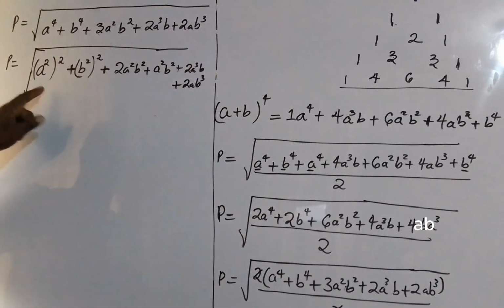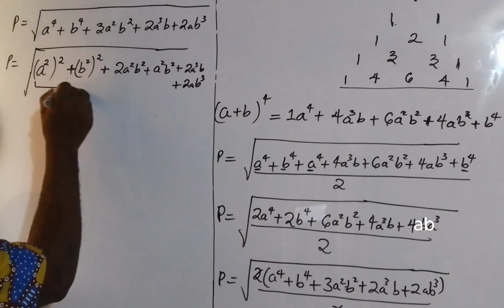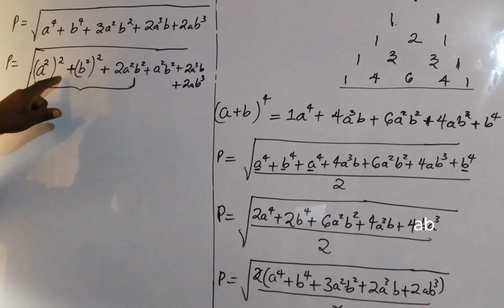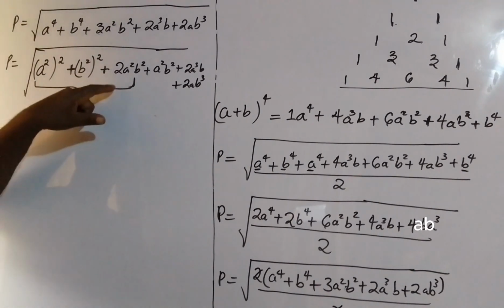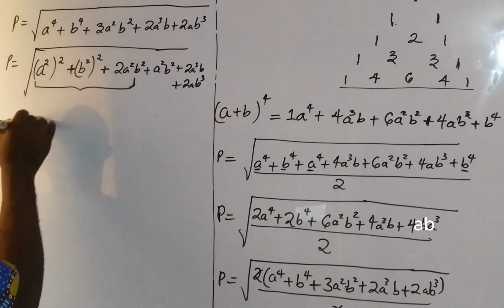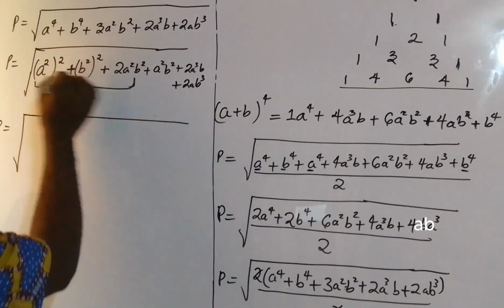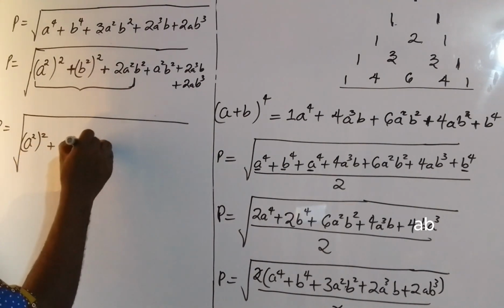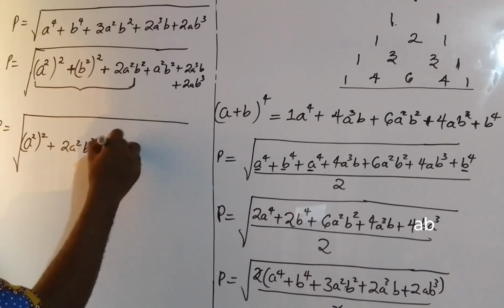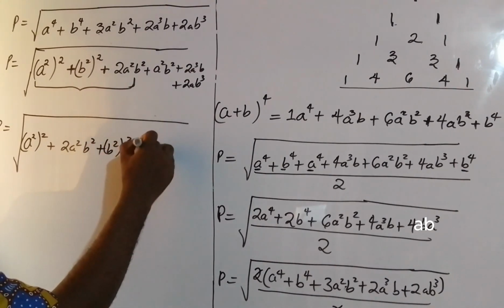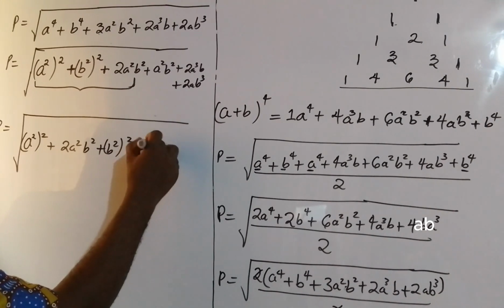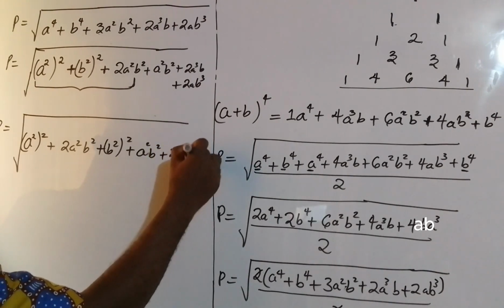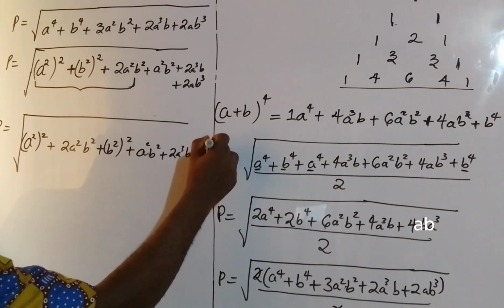Okay, so from here, I'm going to take this term. This is a perfect square. And I'm going to first rearrange it to give a squared all squared plus 2a squared b squared plus b squared all squared, then plus we have a squared b squared plus 2a cubed b plus 2ab cubed.